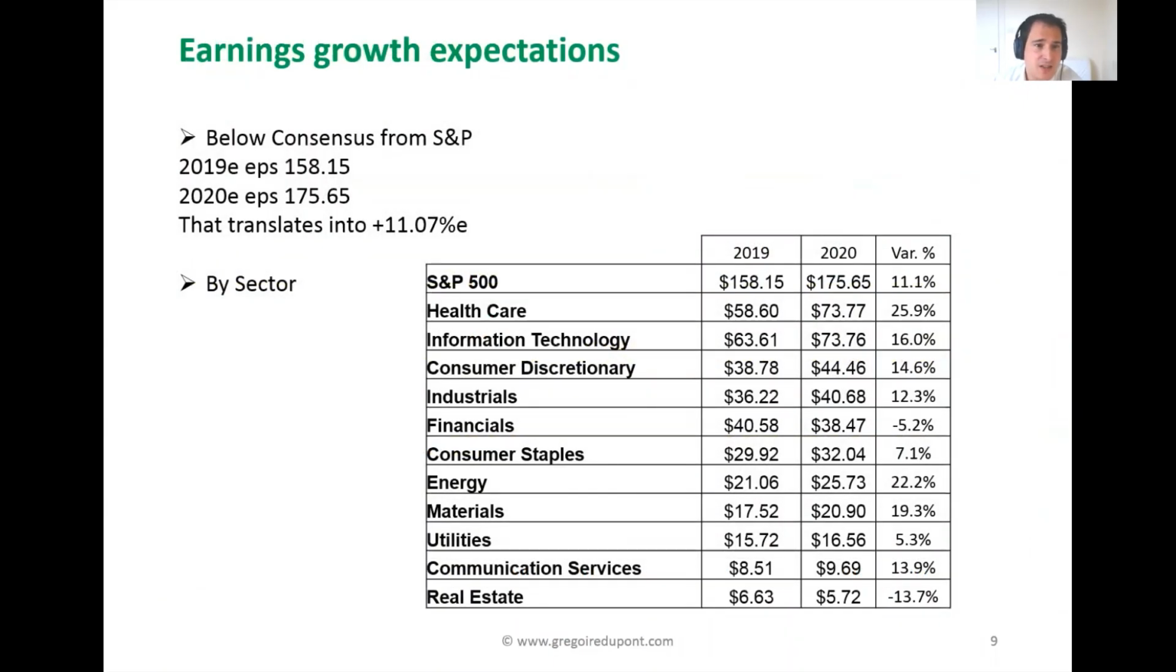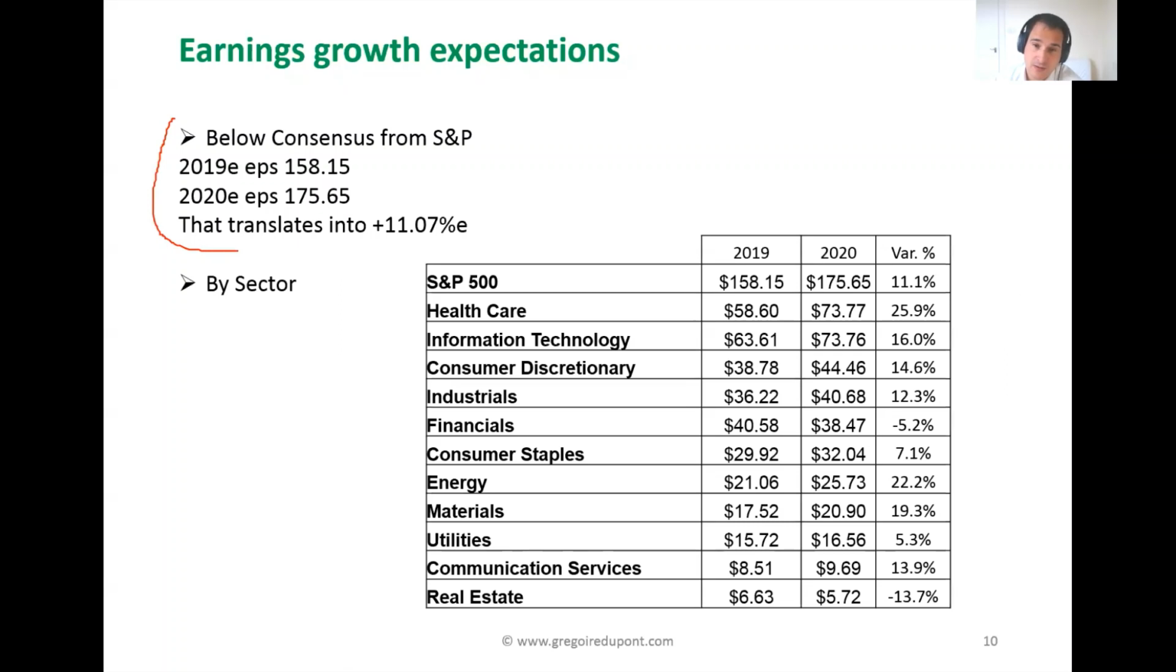Similarly, at the start of the year, what I like to do is to be looking at earnings growth expectations. As I've said before, roughly we have between 170 and 175 for the 2020 expectations, and that will translate into between 8 to 12% earnings growth for 2020.